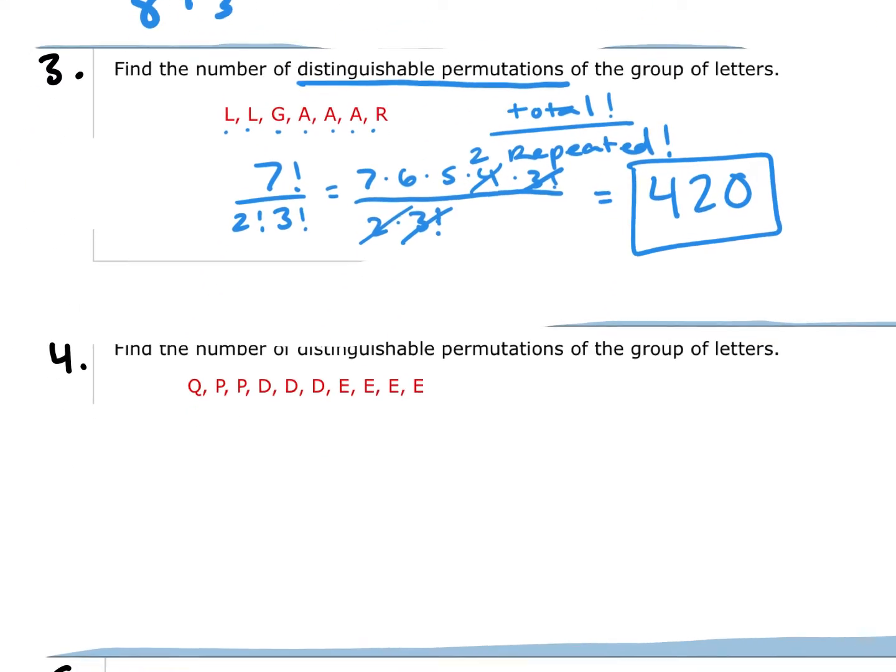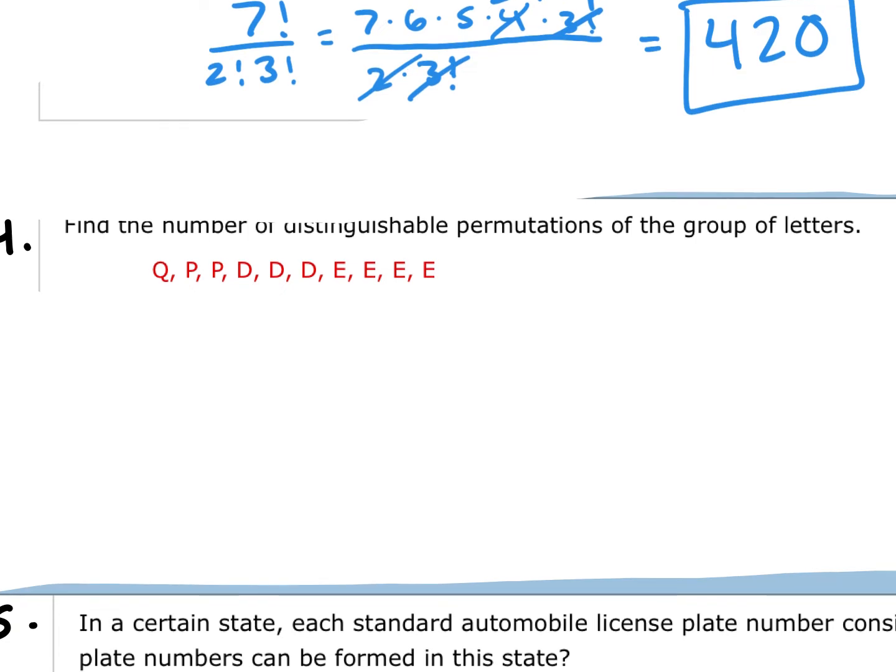Number 4 is the same thing, distinguishable permutations. So how many letters total do I have? 10. So 10 factorial. Q doesn't repeat. P repeats twice. D repeats how many times? 3. And E repeats 4 times.